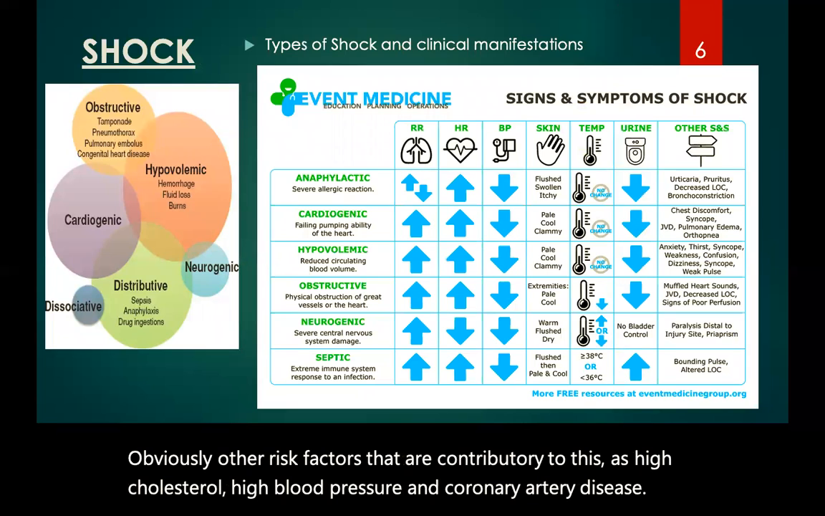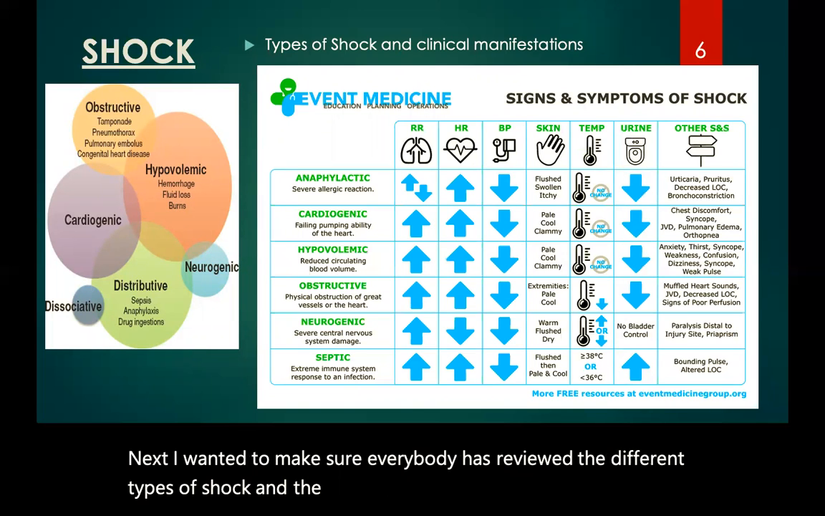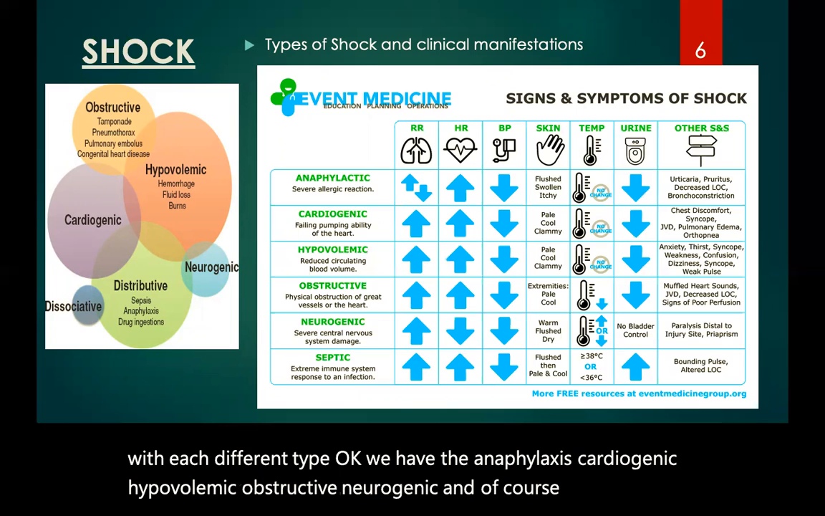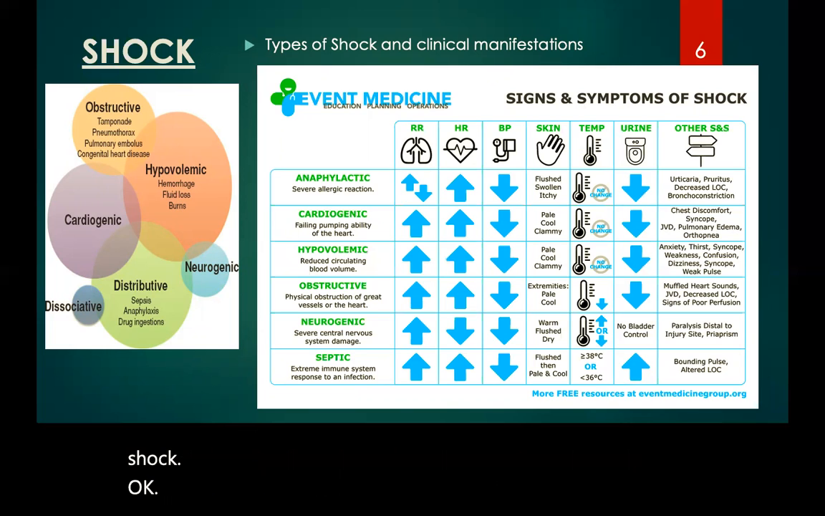Next, I wanted to make sure everybody has reviewed the different types of shock and the clinical manifestations associated with each type. We have anaphylaxis, cardiogenic, hypovolemic, obstructive, neurogenic, and of course, one of the most commonly talked about, especially now, septic shock. So make sure you review those signs and symptoms, the causes, and then of course how we would treat.